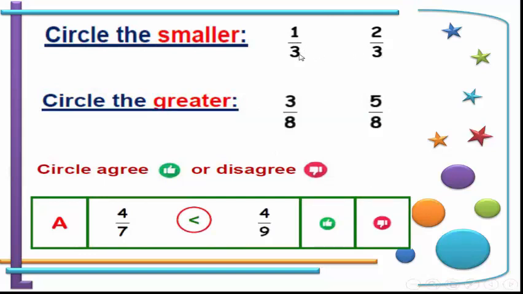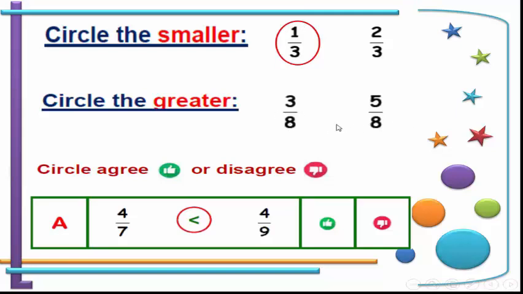We have the same denominator, okay? So 1 over 3 and 2 over 3. Is 1 over 3 more than or less than 2 over 3? It's less than. Okay, so it's smaller. The greater.